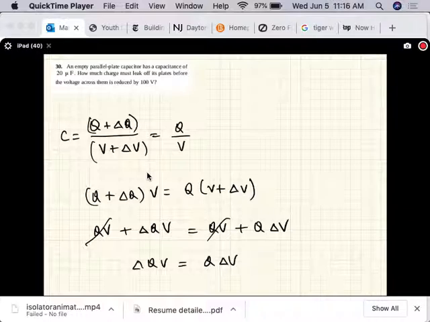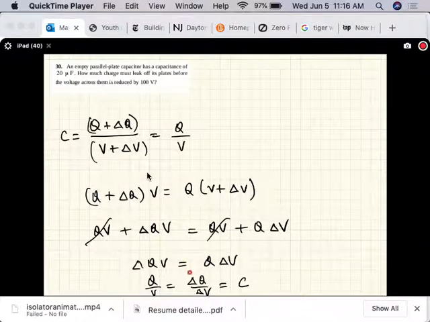And what that is saying is Q over V equals delta Q over delta V, and that's equal to the capacitance. So what this equation is telling us is, if this much charge leaks out, the charge leaking out divided by the change in voltage is still equal to the capacitance.